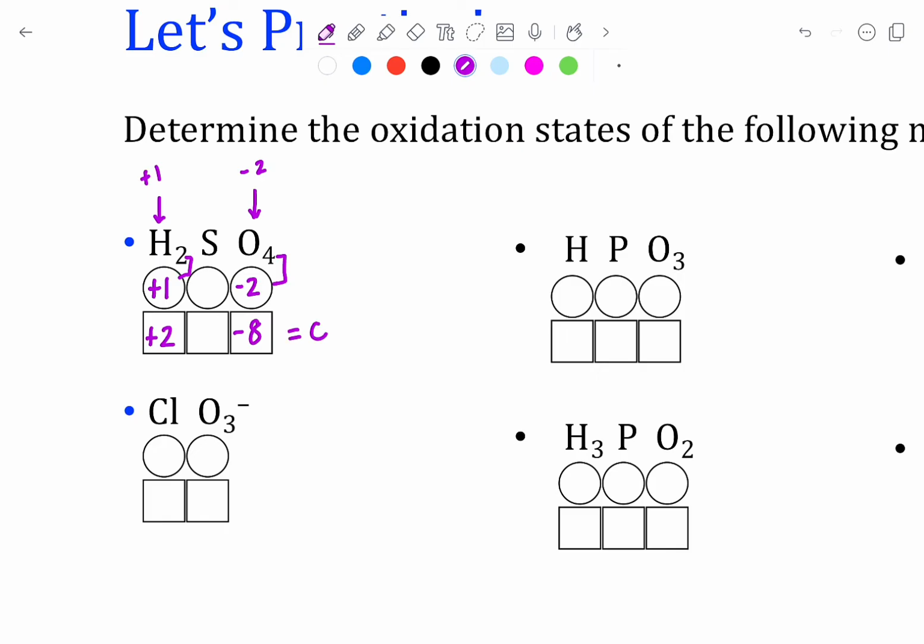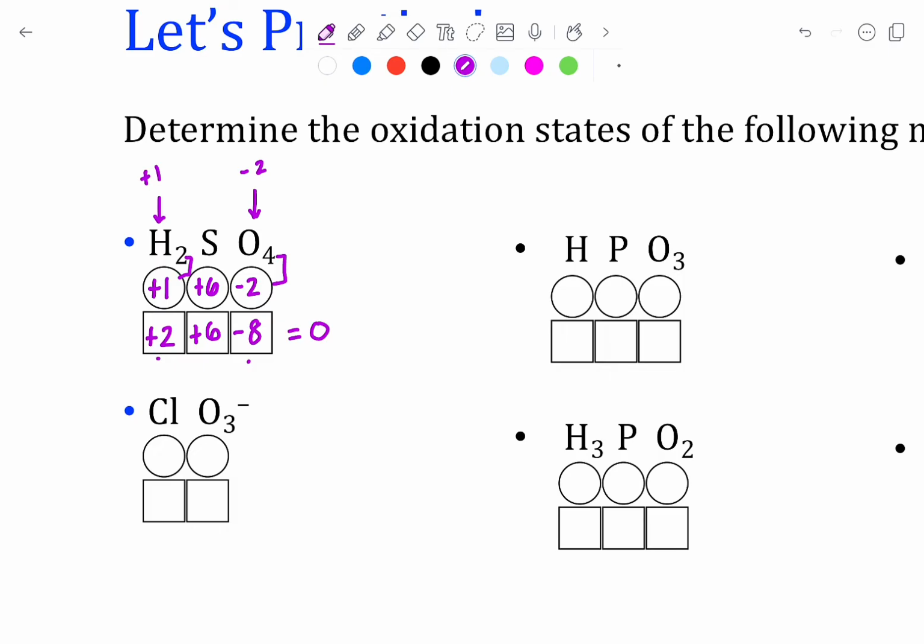H2SO4 overall has a charge of 0. So what does the oxidation number for sulfur have to be in order to have an overall charge of 0, given that the contribution of oxygen is -8 and the contribution from hydrogen is +2? That would be +6. 2 + 6 - 8 is equal to 0. Since there's only one sulfur, that +6 is the oxidation number of sulfur.